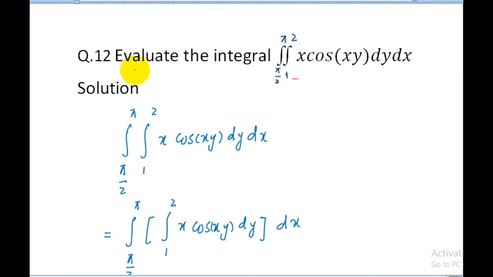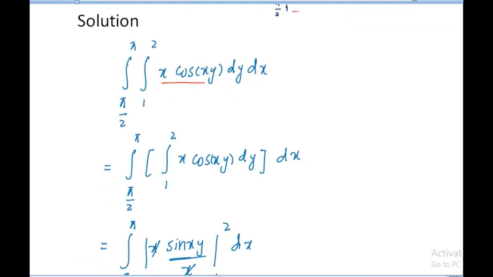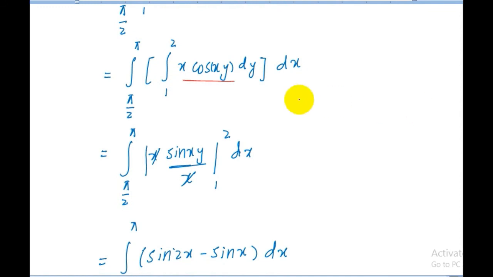Now in second problem we solve trigonometric functions by double integral. So we have double integration from pi by 2 to pi, 1 to 2, x cos xy dy dx. So here f of x y is x cos xy. So first we partially integrate with respect to y. So when we partially integrate this function with respect to y, x is considered as constant, so integration cos of xy is equal to sin xy upon x.